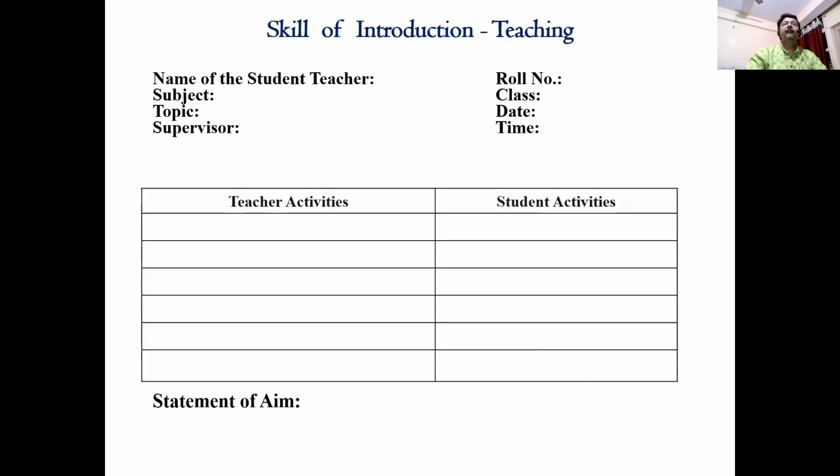So you have to make a plan of your micro teaching. In that, the structure for micro teaching of the introduction skill is given here. The initial information about the topic and the student, his classroom identity, institutional identity, date, time should be given. Then the activities done by the teacher should be listed on the left side, and activities or the response by the students should be written on the right side.